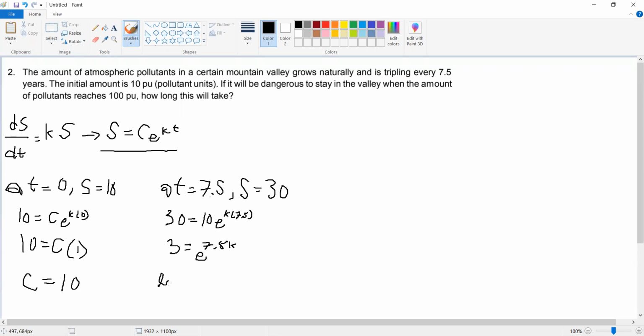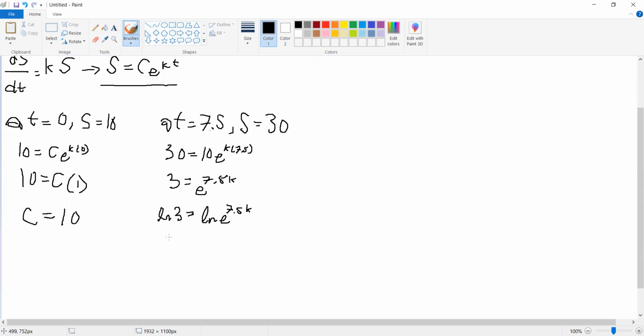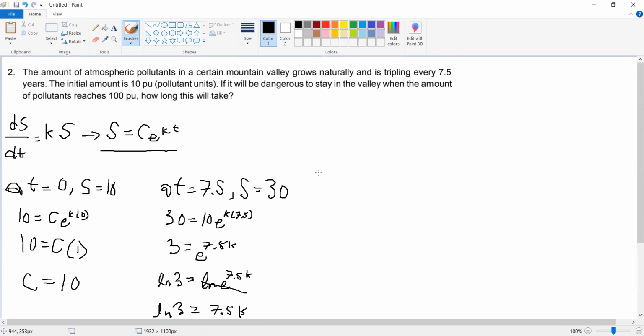Ln both sides. So, ln 3 is equal to ln e raised to 7.5k. Then, magiging ln 3 is equal to, wala na ito, magiging 7.5k. Then solve for k, divide lang both sides by 7.5, then k is approximately, calculator lang, 0.1465.